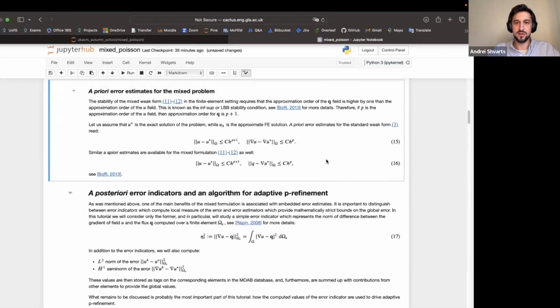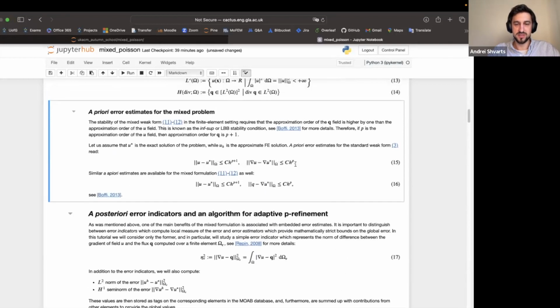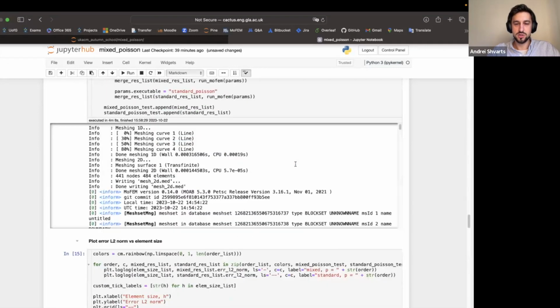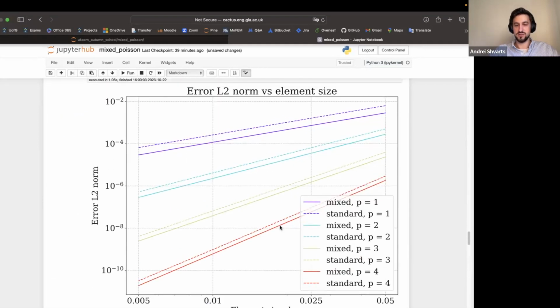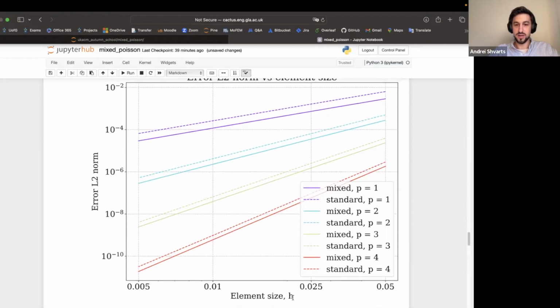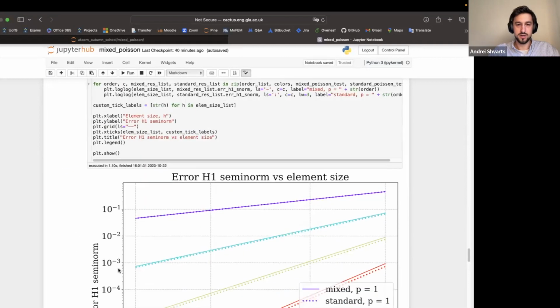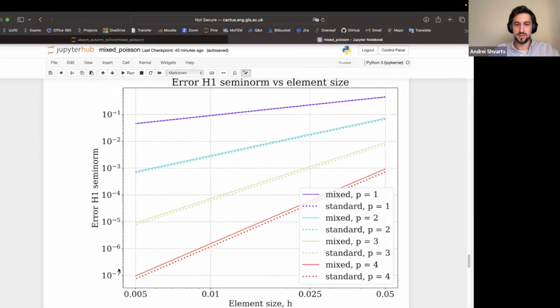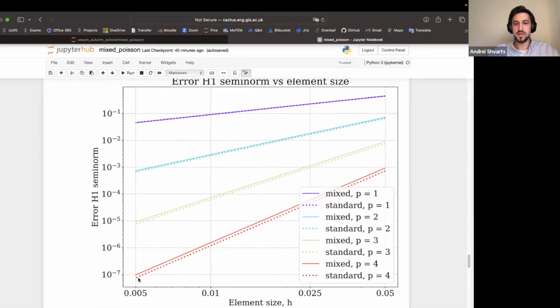So we are computing this. And here, in theory, the convergence order should be P. And actually, this is what we are seeing on these plots. Again, when the element size is dropping 10 times, the error is decreasing by 4 orders of magnitude. So the convergence order is 4.